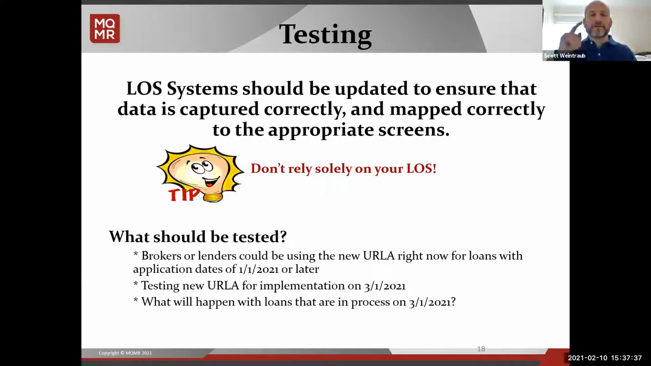Okay, and then secondly, so we talked about people, training your people. We've talked about updating policies and procedures. We also want to talk about your systems. Obviously, you should be making sure your LOS has been updated to ensure that data has been captured correctly, and that even though it's a new form, that data is still mapping correctly to the appropriate screens in your system, so that you have it for the loan. Again, for HMDA reporting, data would likely map in your system from one screen to another screen for HMDA reporting. You want to make sure all of that is still being captured accurately. And if things are updated throughout the process, that it's still being updated accurately. And so here's a tip. You don't want to rely solely on your LOS. So what types of things should you be testing? We can talk about that as we get to the next slide.